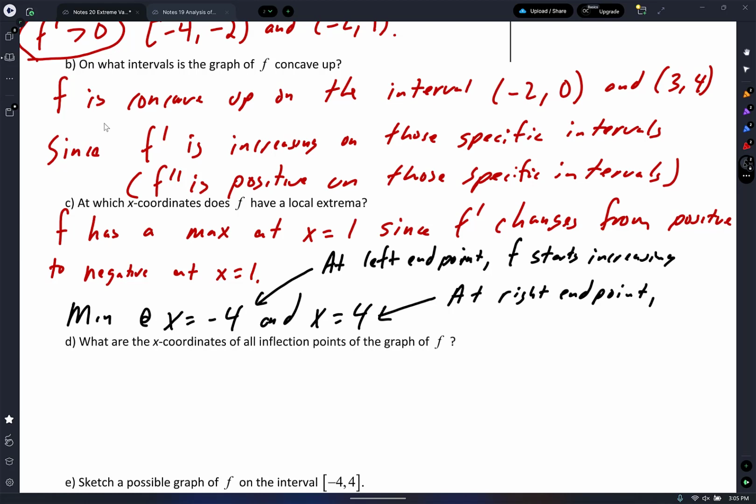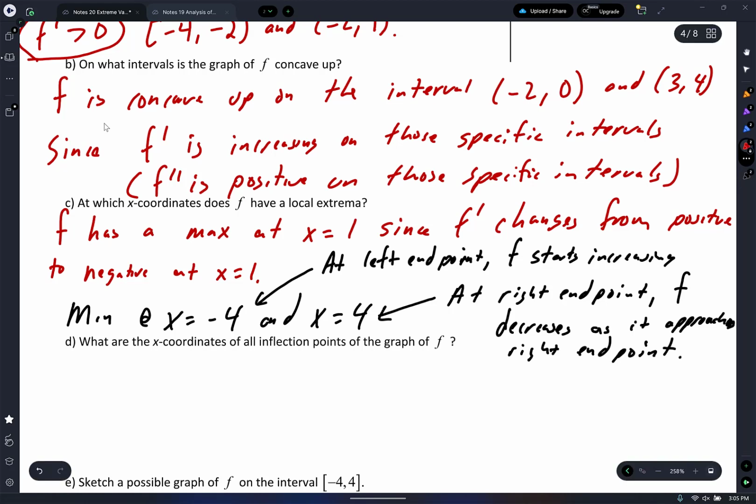How should we say it with English words? F decreases as it approaches right endpoint. I don't think this would be sufficient to get full credit on those endpoints. But for now, we're going to leave it like that because it makes sense with what we know. I don't want to hit you too hard just yet.